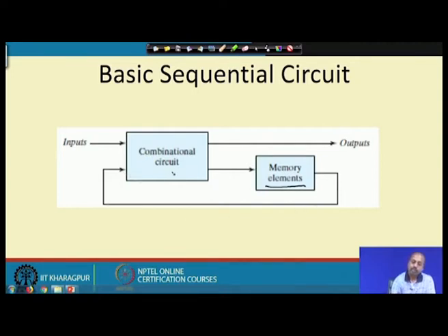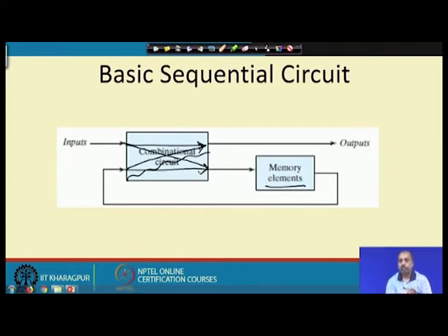And this combinational circuit can also be divided into two parts. For example, one part determines the output from the input and the previous state from the memory element values. Another part, from the input and this memory element value, determines the next value of the memory elements.